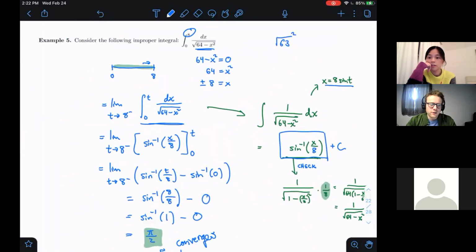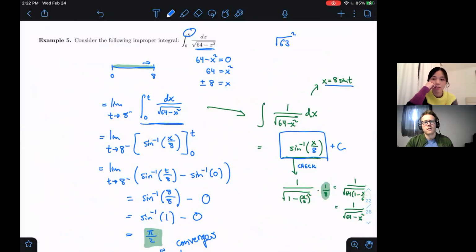What's going on in the Q&A, Yuan? One thing is about the midterm. Are the midterms cumulative, not including the final?